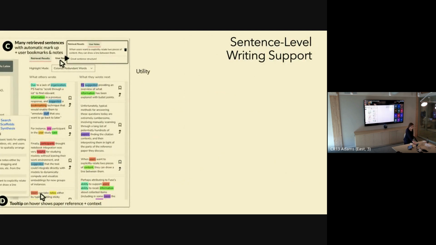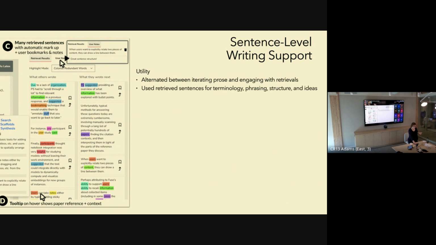Okay, at the sentence level, the utility was that they alternated between iterating on the prose and engaging with these retrieved sentence examples. They used retrieved sentences for terminology, phrasing, structure, and ideas, right? You certainly don't want to reinvent terminology, for example. They discovered relevant literature for citations, often beyond the initial search goals.